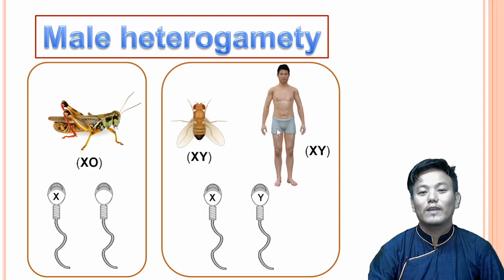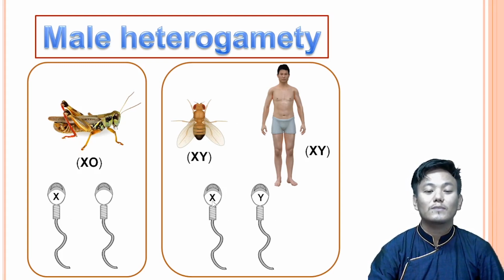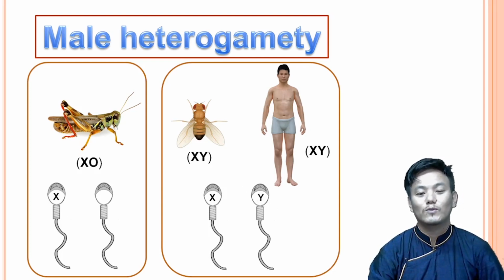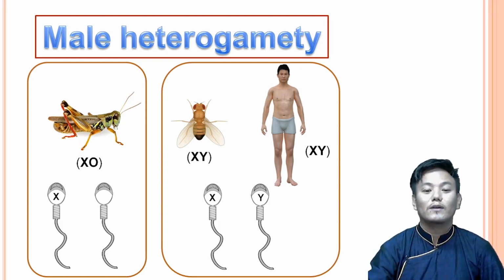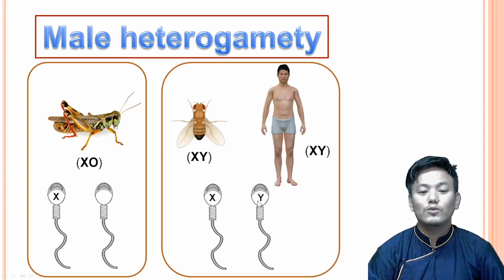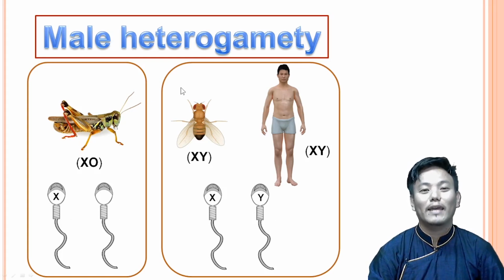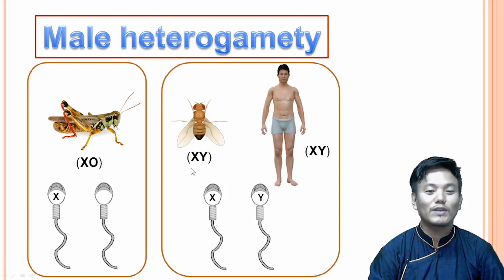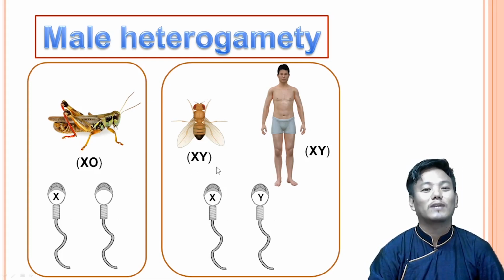Now look at Drosophila and human beings. Drosophila as well as human beings will produce two types of sperms, one which is carrying the X chromosome and one which is carrying the Y chromosome. You all know the segregation of homologous chromosomes during meiosis. So since all these individuals are producing two types of sperms, the phenomenon is called male heterogamety. Male heterogamety is found in XO type of sex determination as well as XY type of sex determination mechanism.